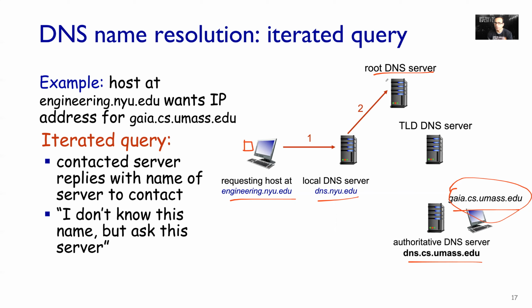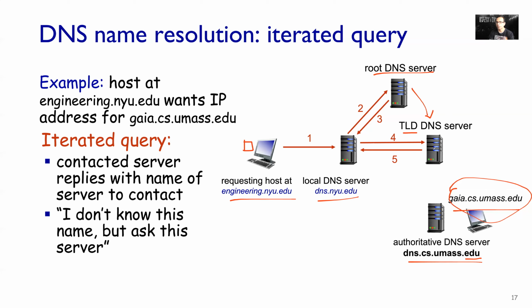What the root DNS server's role is, is to redirect you to the appropriate TLD, right? Since this is a .edu, the root DNS server knows which TLD it should direct you to. So it basically replies saying, hey, go and ask the TLD for edu, right? Then your local DNS server goes and asks the .edu TLD, says, hey, do you have a mapping for gaia.cs.umass.edu?